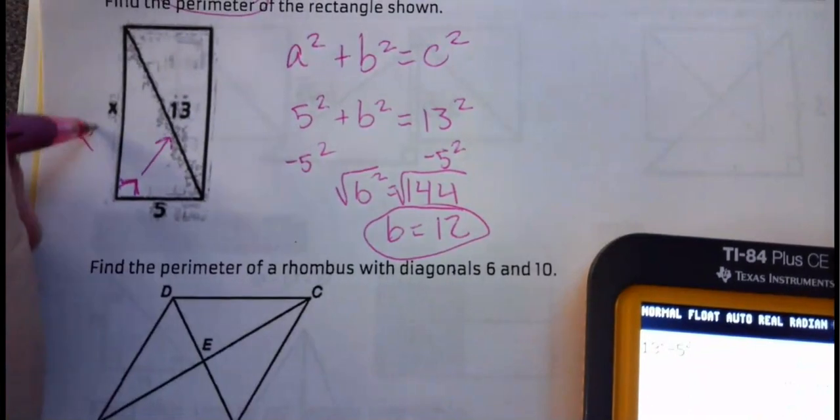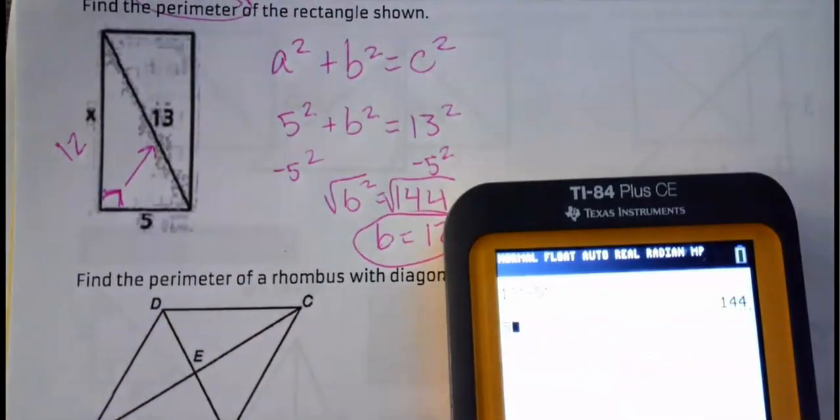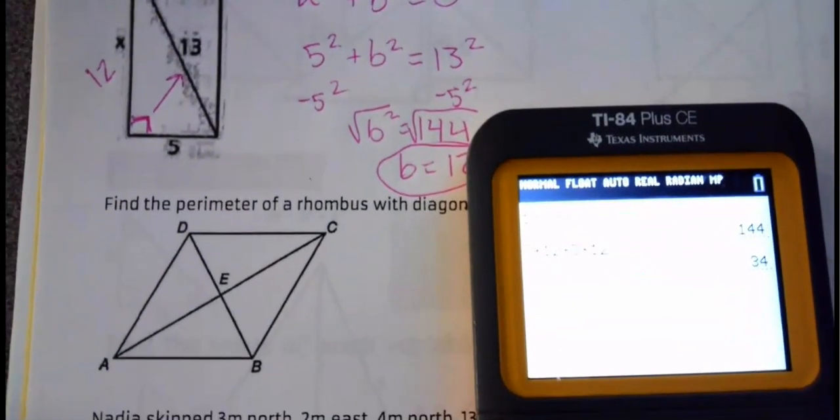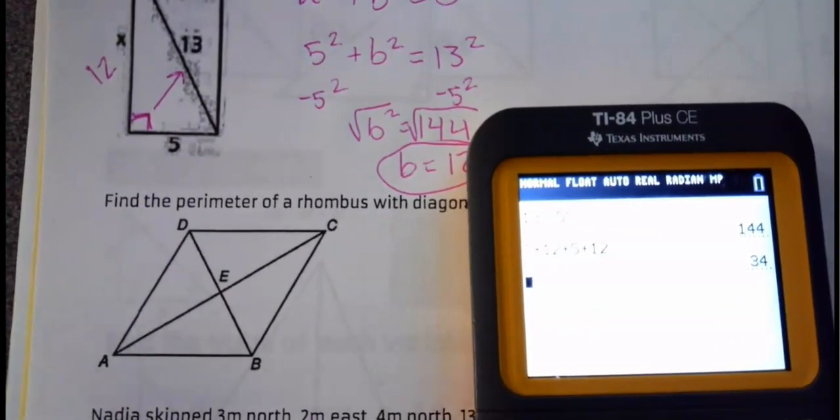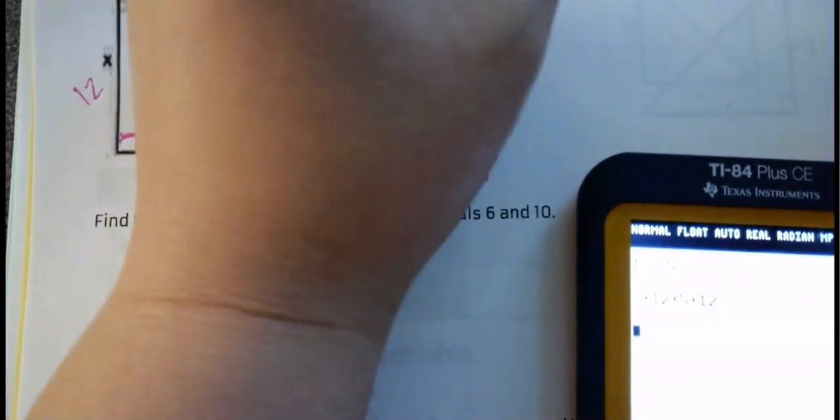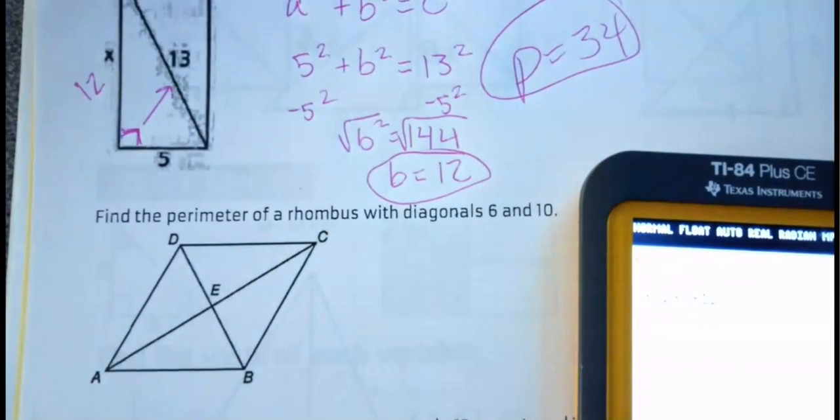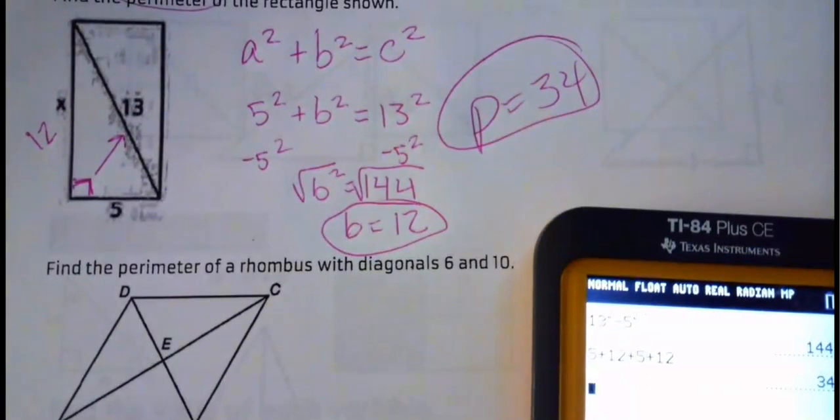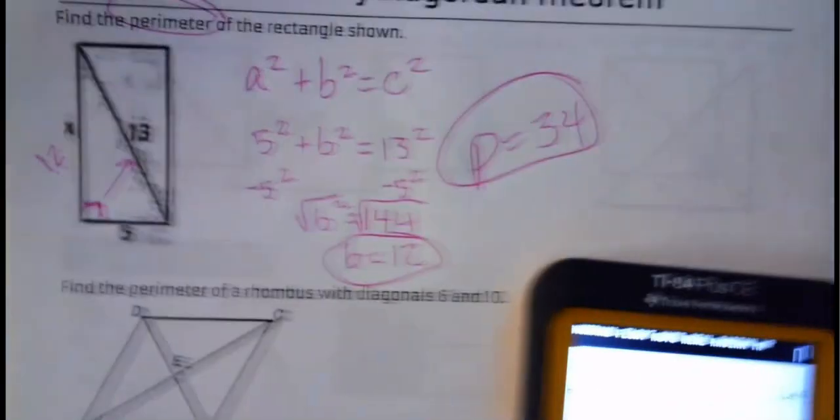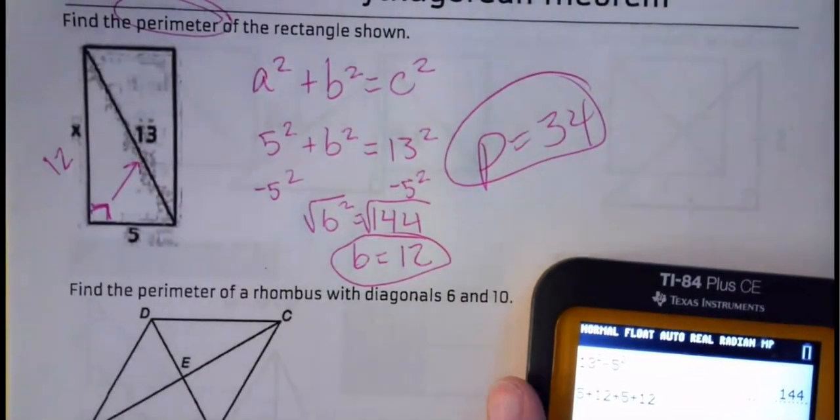Because you know this side is 12, but it's not just 12 and then you're done. It's 5 plus 12 plus 5 plus 12. If you've forgotten what perimeter is, it's like, hey, I'm going to build a fence around my house. How long is that fence going to be around the perimeter of my yard? So, what's the distance around my yard? So the perimeter is going to be 34 because it is 12 plus 5 plus 12 plus 5.